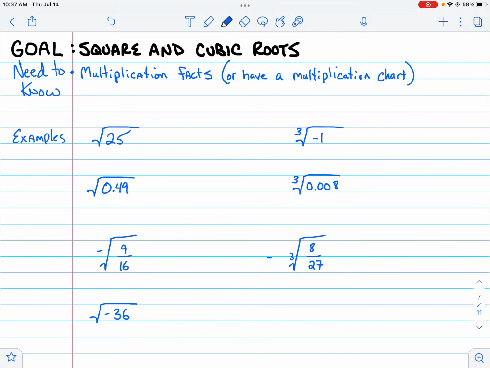Working with squares and cubic roots is very straightforward. The only prerequisite knowledge you need is your multiplication facts or a multiplication chart. As long as you have those facts available, then you're in good shape. The concept here is, well, let's start on the left-hand side with square roots.